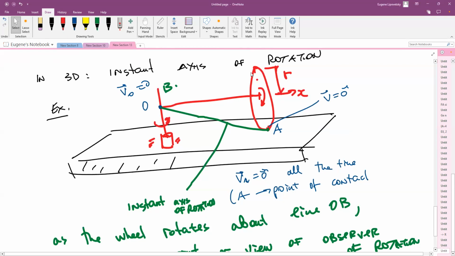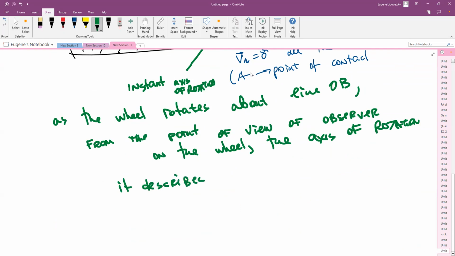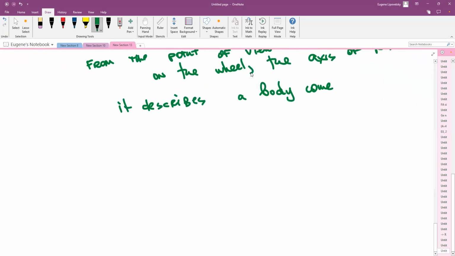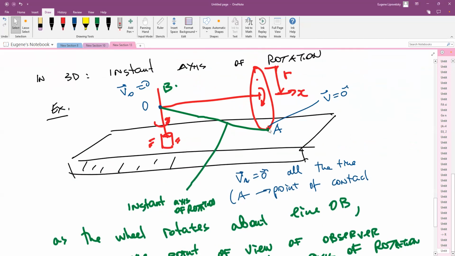So the result of this is it describes a cone. It describes what is called a body cone. That looks like this. So from the observer on the wheel, that's the cone that is described by the axis. When he is here, he sees this one down here, right? When he is there, he sees this one down there, right? Okay.